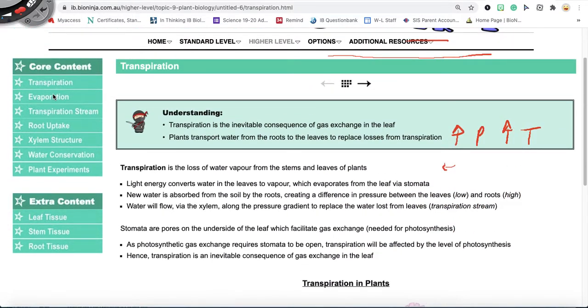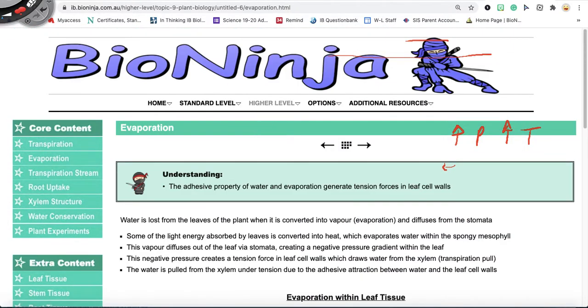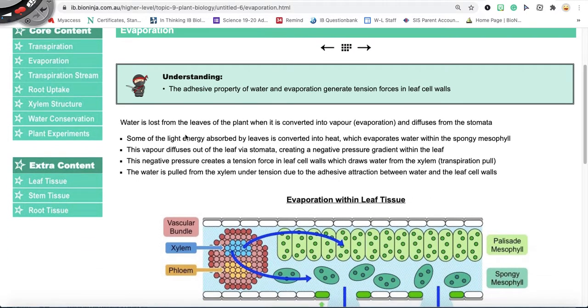Okay, so now let's move to evaporation. And let's look at this. So we know that the adhesive property of water, and this is something that you learned back in 9th grade, is that water likes to stick to other surfaces. So the adhesive property of water and evaporation generates tension forces in the leaf cell walls. So we're going to explore how that happened.